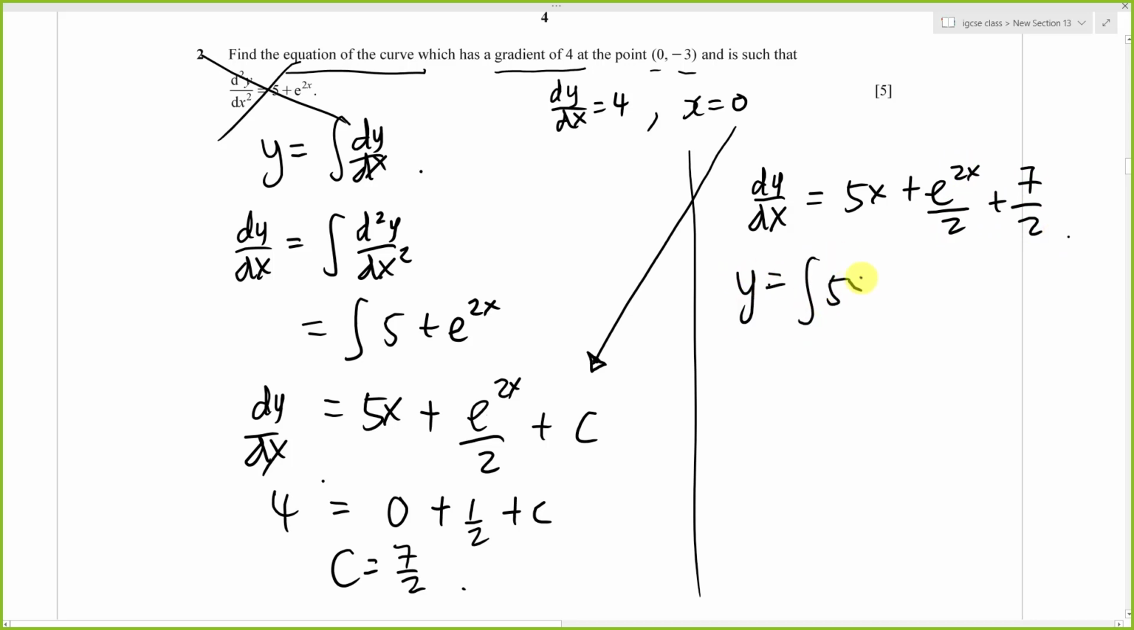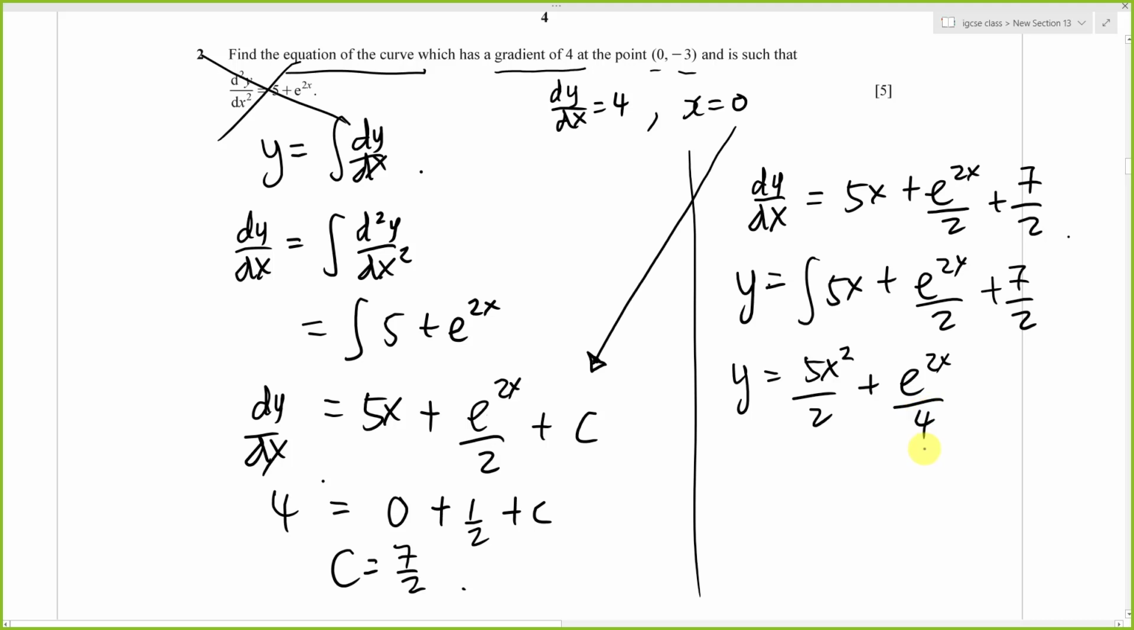I will integrate my dy dx, e to the 2x over 2 plus 7 over 2. So I will get 5x squared over 2 plus e to the 2x over 4, because divide by 2 again, plus 7 over 2 x plus d. Okay, make sure you don't use the c again because you already used c at the very beginning. So use any other letter.